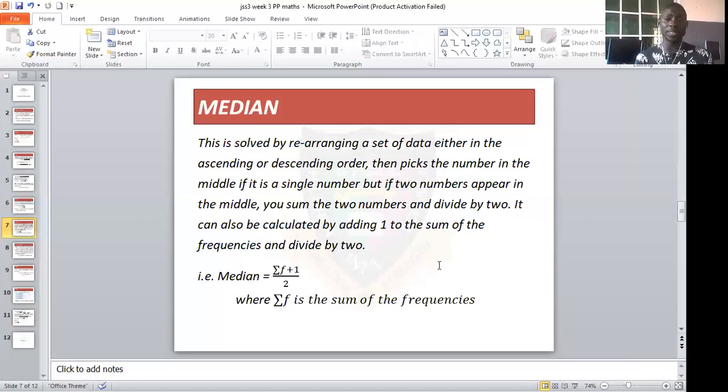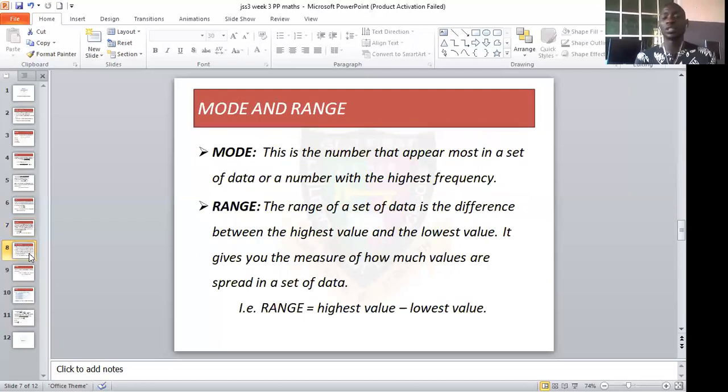In case you have a frequency table, it is the summation of frequency plus 1, divided by 2. While mode is the number that appears most, and range is the subtraction of the lowest value from the highest value. Range is the subtraction of the least number from the highest number. We've come to the end of the class.